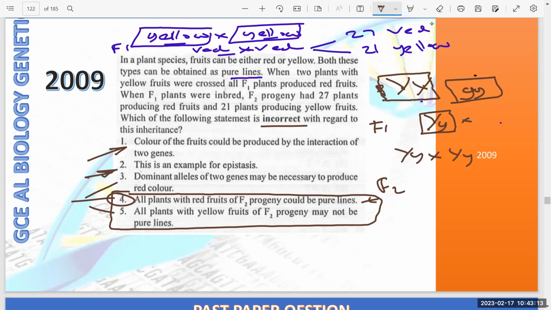So you are saying it's incorrect. Yeah, because it can be simple as well, no, for one. Dominant allele of two genes may be necessary to produce a red color.